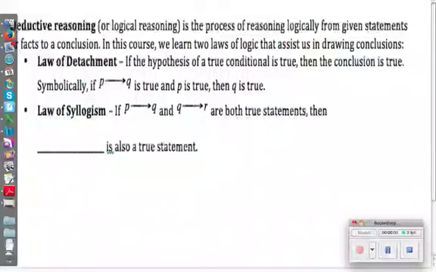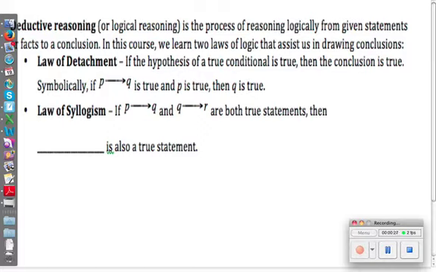As we've been talking about conditional statements, remember, first we talked about them in terms of here's the if, there's the then, and when we flip it around, here's the converse, and we talked a little bit more about the truth value of those statements, and we built that into the biconditionals. Those conditional statements also build us into today's lesson when we're talking about deductive reasoning.